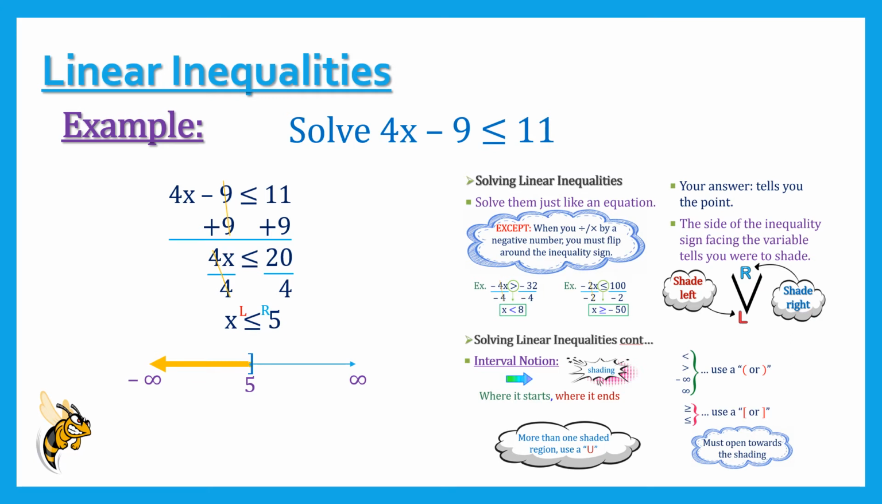Okay. Now let's put it all together in my notation. Remember where it starts and where it ends. If you take a good look, my shading starts from negative infinity and it ends at 5. So it's parentheses, negative infinity, comma, 5 with a bracket. Remember, all infinity, negative and positive, has to be a parentheses. And that would be your final answer.